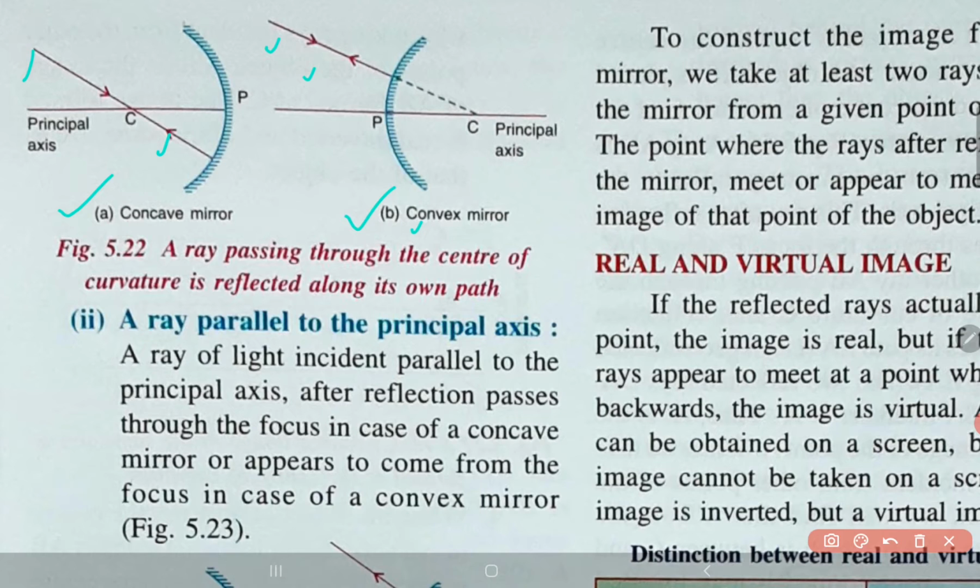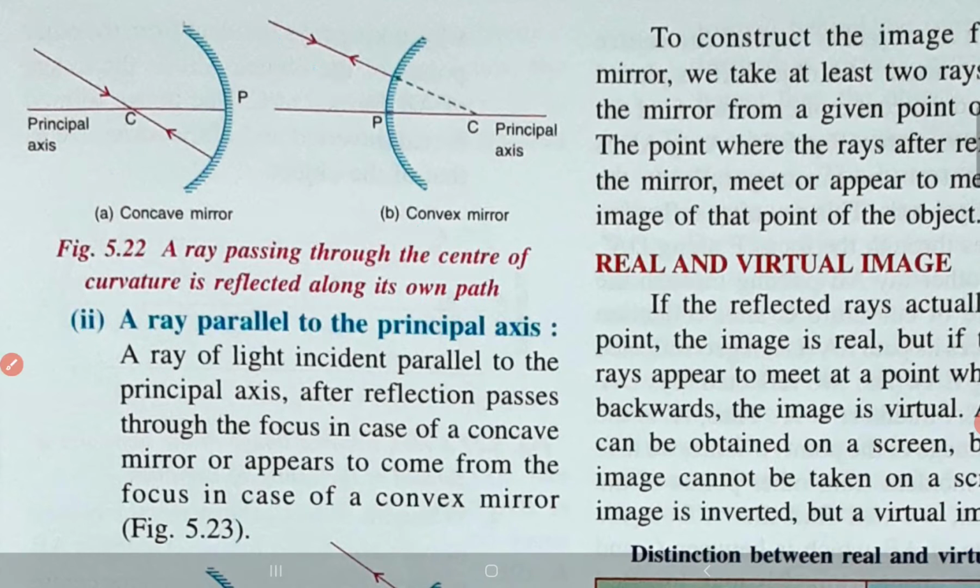We can take any ray, but the convenient rays will make your diagram look better, and your work will be easy. Now the second convenient ray, the second one, a ray parallel to the principal axis. A ray parallel to the principal axis.